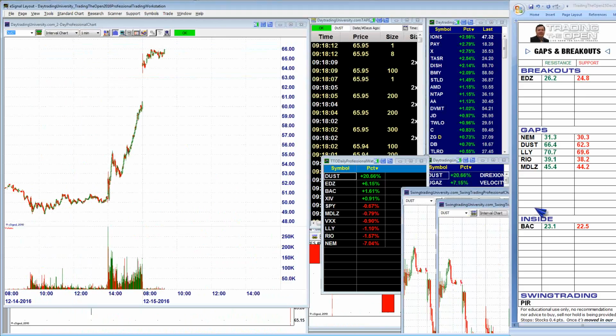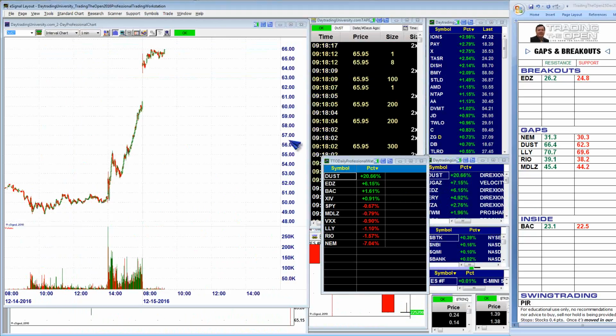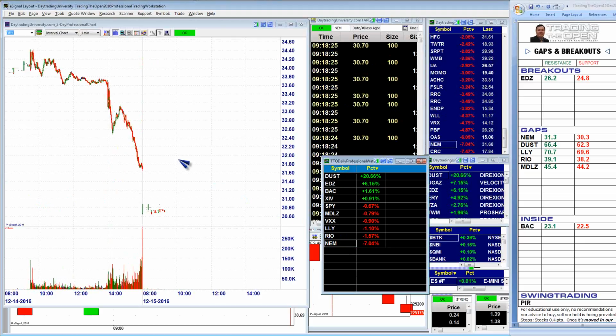So anyway, the point is, keep an eye on DUST for a swing trade if it continues to run. It's also great for day trading today because of the volatility. So we'll see if DUST heads up. Similarly, you'll notice that Newmont has the exact opposite pattern. It's selling down with a gap down play. So we'll see if it either bounces over 31.30 or continues to go down with the short trigger 30.30 in play for that.